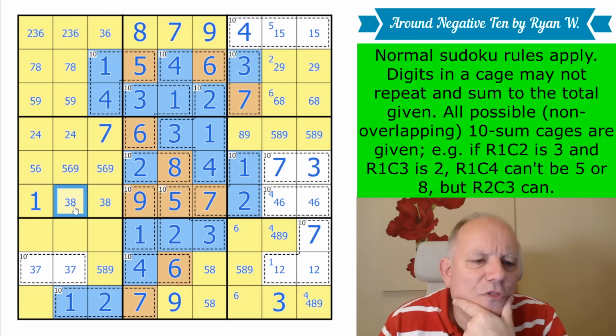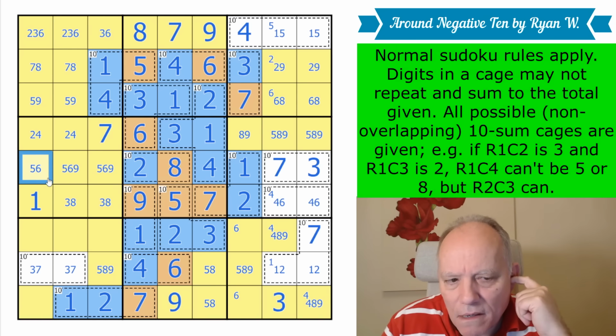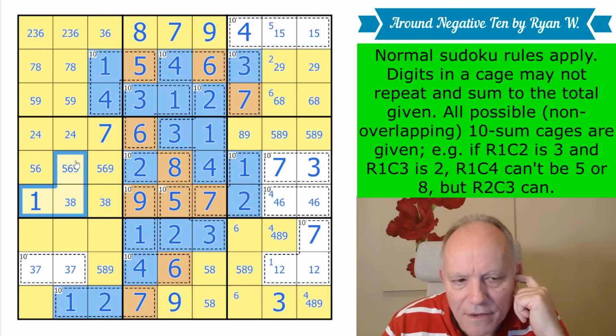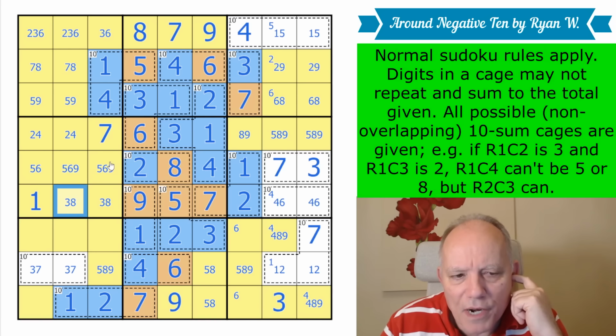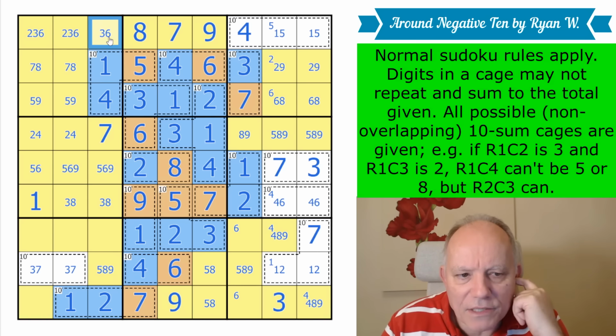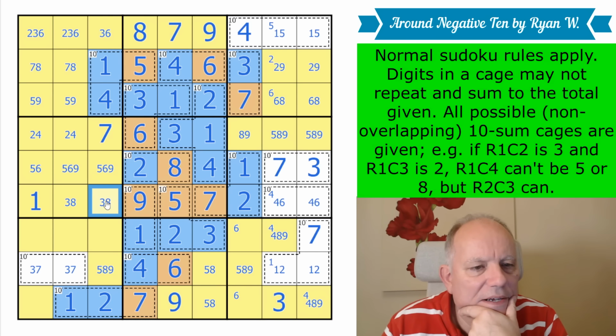Oh, if this was a 3, then this couldn't be a 6, because you'd have a 6, 1, 3 cage. And this couldn't be a 6 either, because then the cage would look like that. So if that's a 3, that's a 6. Then that's 3. And that's 8. And this is a 5, 9 pair.